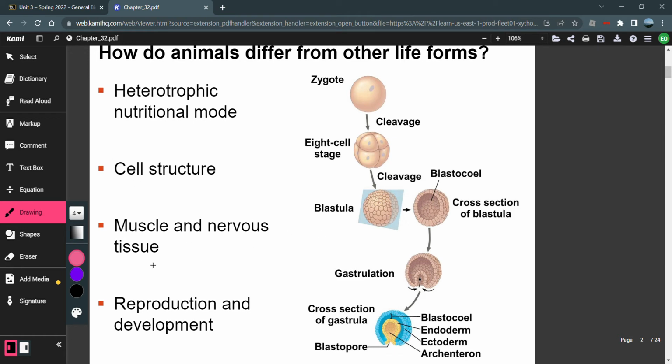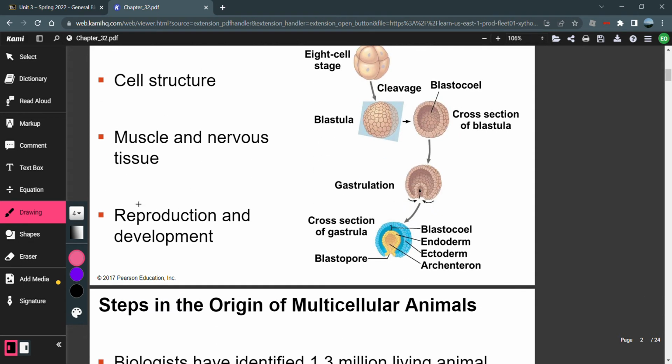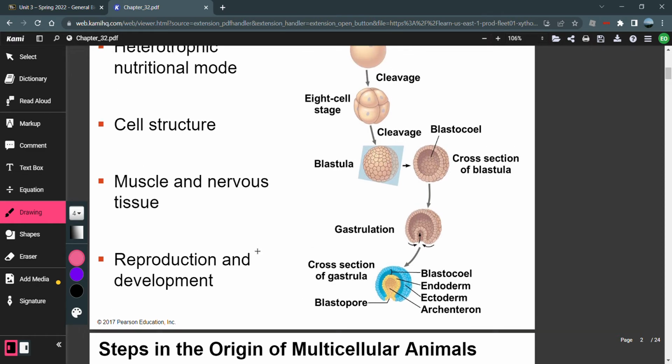They have muscle and nervous tissue, so they have muscles for coordinated movement and nervous tissue to execute those coordinated movements. Reproduction and development, whether they go through a larva stage and metamorphosis, which we'll discuss in the next lecture, and they must reproduce. And remember that animals are dominated by the diploid state.